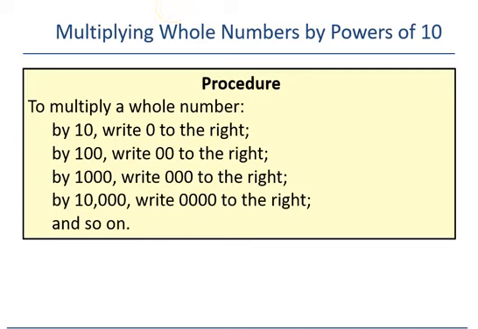All right, let's look at multiplying whole numbers by powers of 10. Okay, to multiply a whole number by 10, write 0 to the right. By 100, write 2 more zeros. By 1,000, write 3 zeros. By 10,000, write 4 zeros, and so on and so on. Notice, we're just looking at how many zeros are on the 10. I'll show you some examples here.